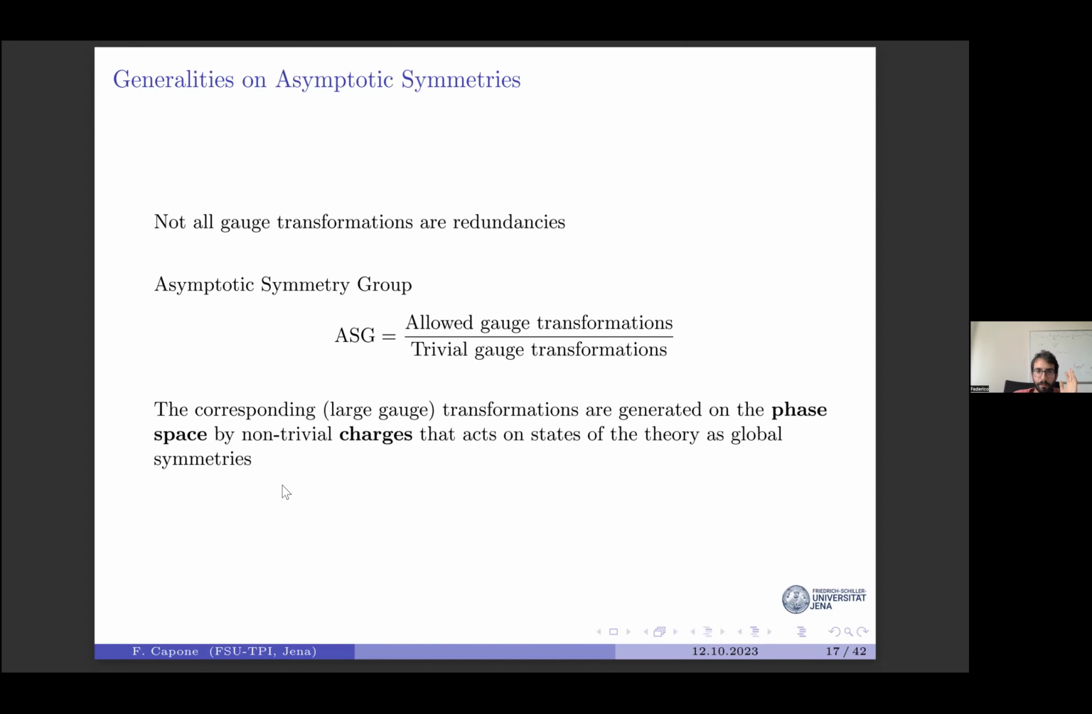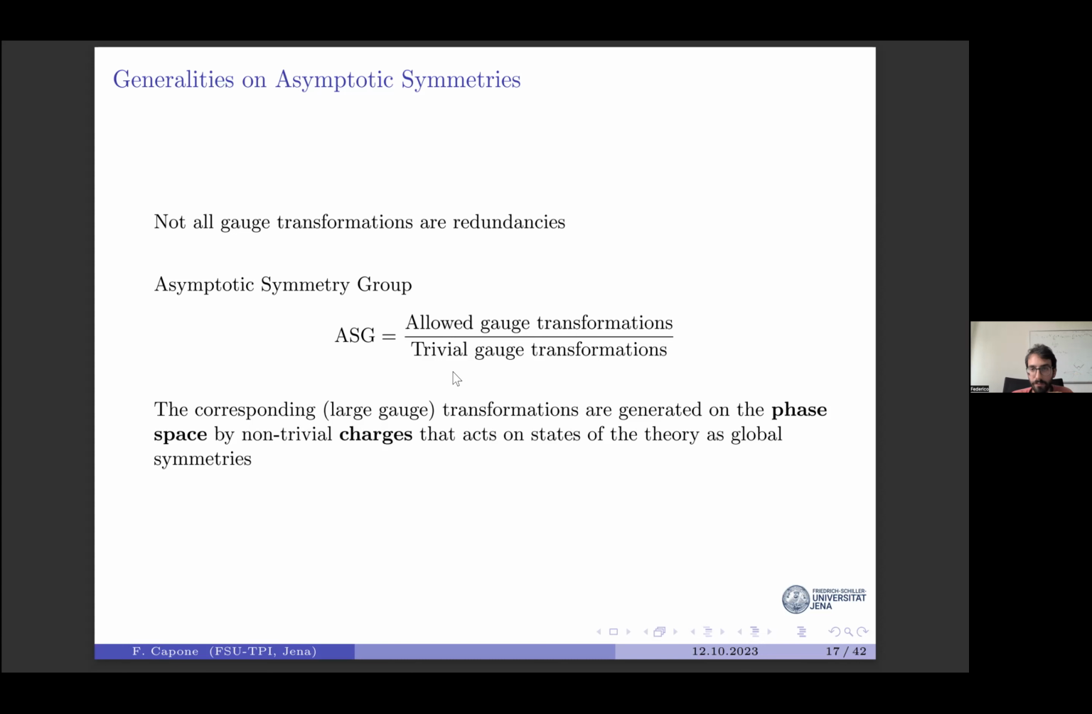Let me remind you what asymptotic symmetries are. Asymptotic symmetries are also called, as I said, large gauge transformations. Whenever we have a gauge theory, these are the gauge transformations which act as proper symmetries on the states of the theory. They are characterized by saying that among all the allowed gauge transformations, there are some which are not just redundancies and which are associated with non-trivial charges.